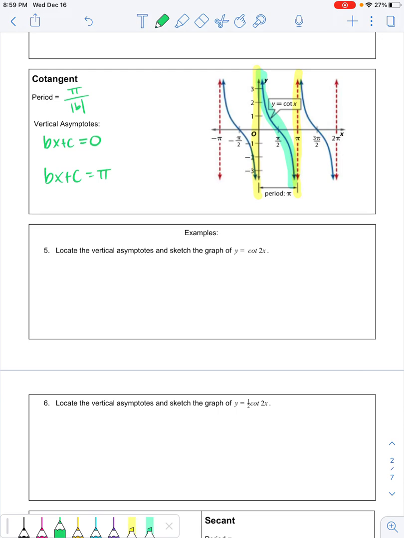Let's try a couple examples there. Number 5, locate the vertical asymptotes and sketch the graph. Cotangent, my bx plus c is just a 2x, so set that equal to 0. We see that x is going to be 0. Secondly, set your 2x equal to pi. Our second vertical asymptote is going to be at the x value of pi over 2.